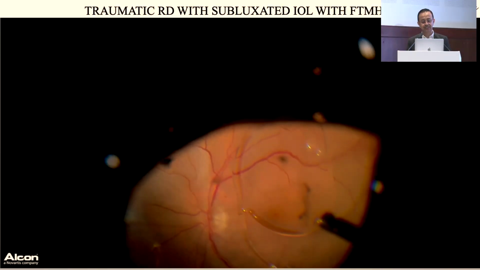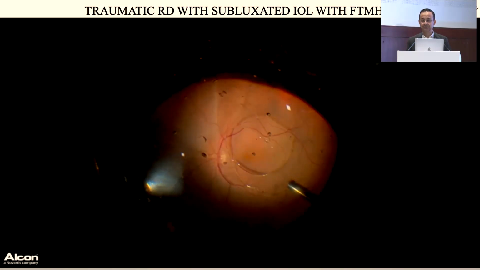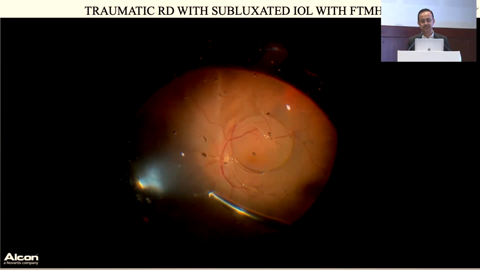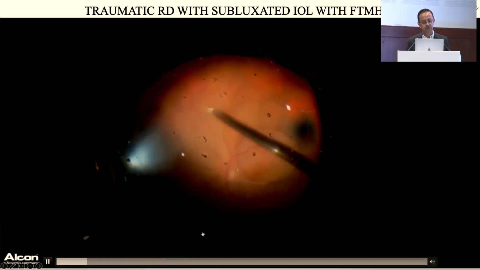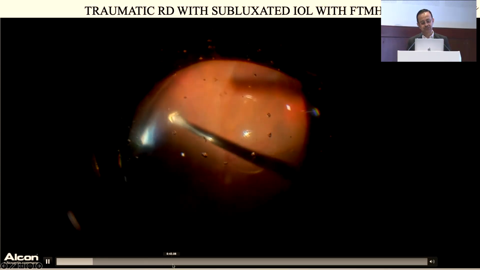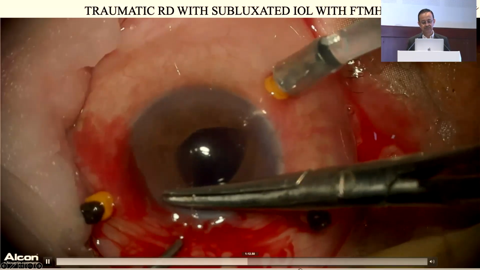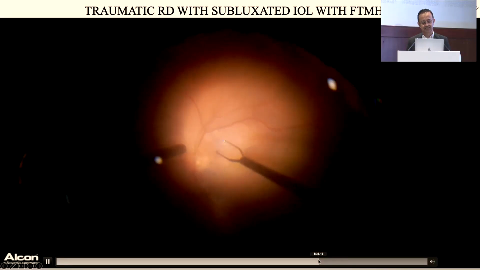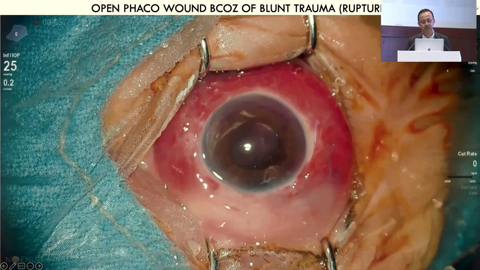Now this is another comorbidity. You can see you have a lens detachment along with the IOL. So this adds further to the complexity of such surgery. So you have to remove the IOL as well after doing a vitrectomy, and then suture the corneal wound through which the lens comes out. And after that, you have to do the surgery. As you can see, I have removed the lens, and the rest of the procedure is almost similar. While this is an open phaco wound because of a blunt trauma.